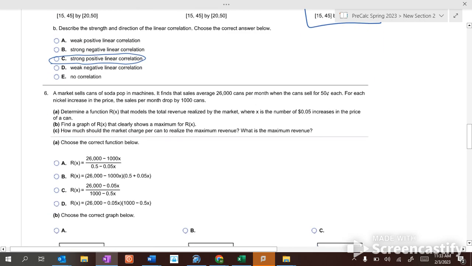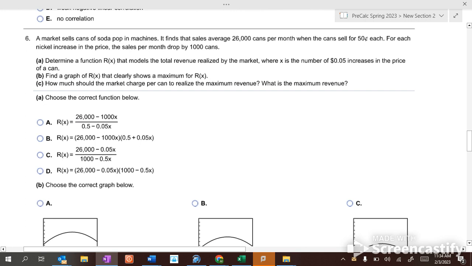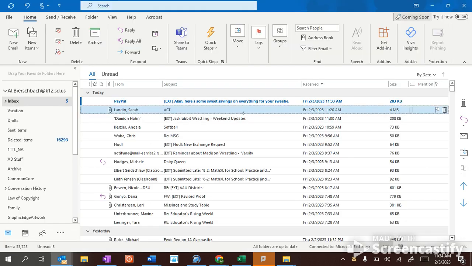All right. A market sells cans of soda pop in machines. Now, they figured out their average sales were 26,000 cans per month if they sell 50 cents each. Every time they increase by a nickel, sales drop by 1,000 cans. They want to maximize their revenue. Okay?